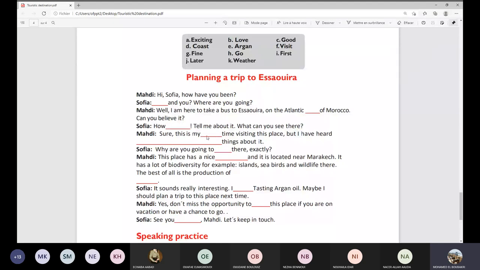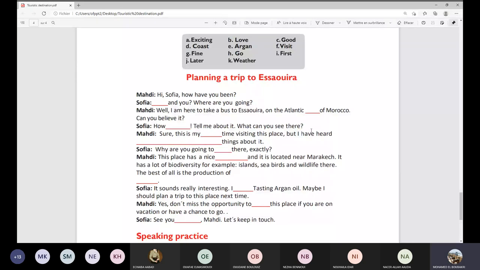Sure, this is my first time visiting this place. Heard things about it. Okay, so coast then. Exciting, then first. Okay. First time visiting. Next.